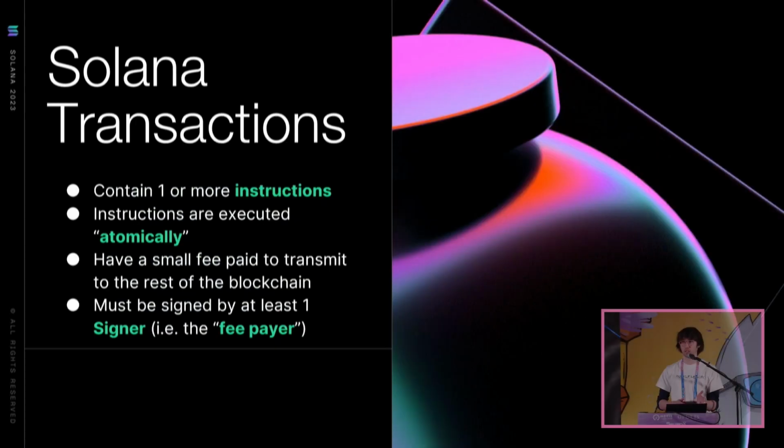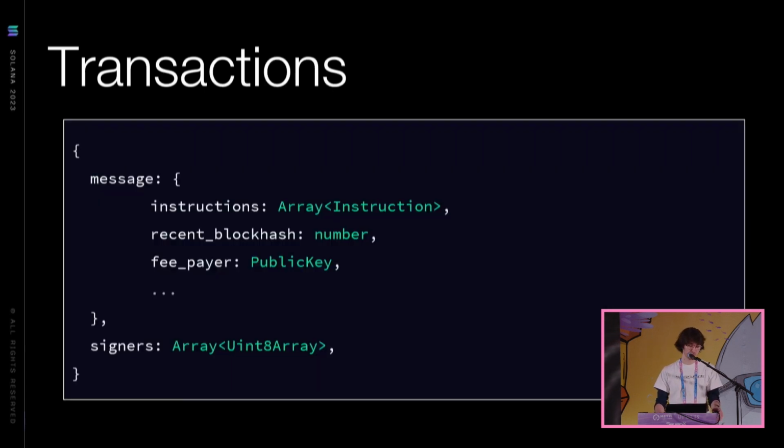Now, Solana transactions, like I've talked about a little bit, contain one or more instructions. These instructions are executed atomically. And like you might be familiar with on most blockchains, these transactions require a small fee to be paid to transmit them to the rest of the blockchain. This fee is quite low on Solana. And transactions must be signed by at least one signer. So the transaction needs to be signed by an account, just like you might be familiar with within EVM environments.